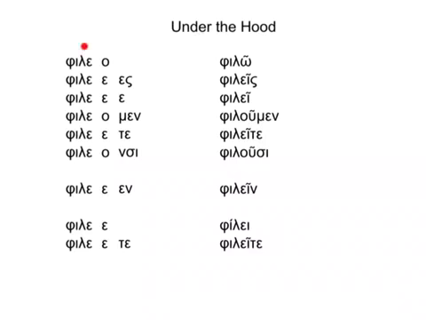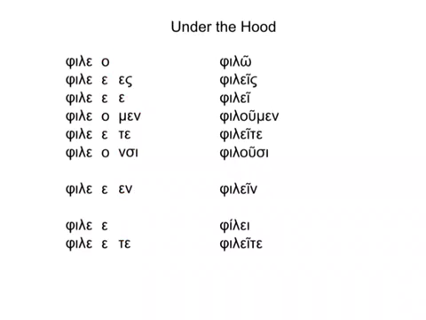Let's take a look. We have a stem, phile, our theme vowels, omicron, epsilon, epsilon, omicron, epsilon, omicron, for the infinitive, epsilon, and for the imperatives, both epsilon. And then we have our endings, blank, s, a, men, te, nsi, n for the infinitive, blank for the second singular imperative, and te for the second plural imperative. All right, so let's see how these things are formed.